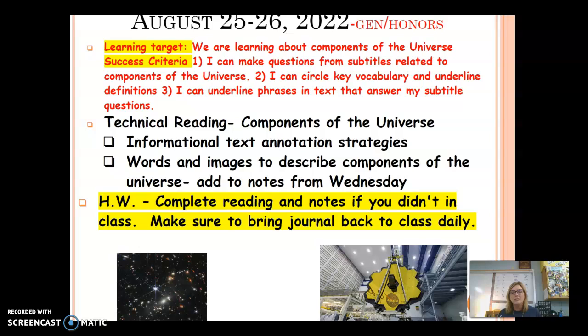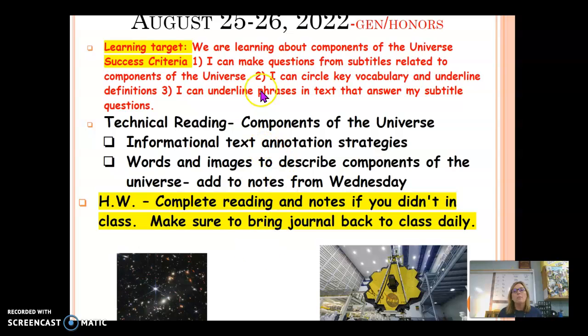Well, as you're reading silently, it doesn't matter if you can pronounce them. And those big technical words, I promise you the text defines and explains those words either immediately before or after it in the sentence. So we're going to practice doing that. So your success criteria today are basically reading strategies.